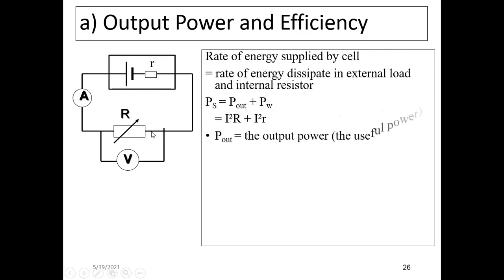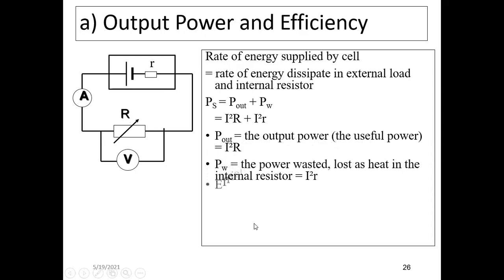Power output is this one, right? Or this is the one that is useful to us. This one is lost, no use to us, we cannot use it. That's why this is called power output or useful power. It's I squared R. Wasted or lost as heat is I squared r.